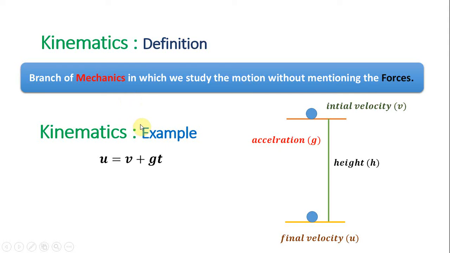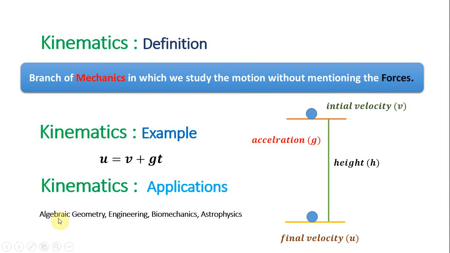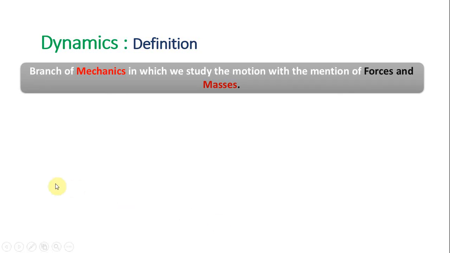Such analysis is applied in many areas like algebraic geometry, engineering, biomechanics and astrophysics. But once we decide to also consider forces, then the other branch of mechanics, in which we consider the forces, is called dynamics. So here the forces are present. Forces are always present, but we include them in our analysis, forces and masses both. Then we call it dynamics.